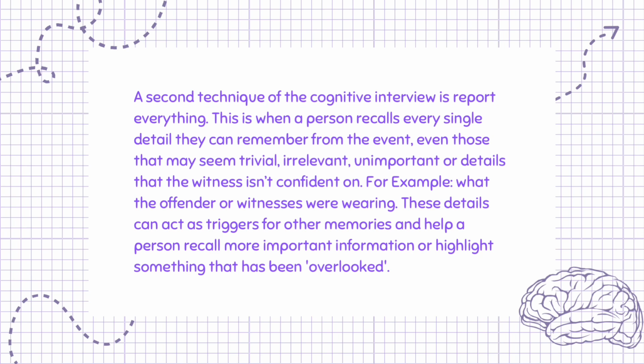A second technique of the cognitive interview is report everything. This is when a person recalls every single detail they can remember from the event, even those that may seem trivial, irrelevant, unimportant, or details that the witness isn't confident on. For example, what the offender or witnesses were wearing. These details can act as triggers for other memories and help a person recall more important information or highlight something that has been overlooked.